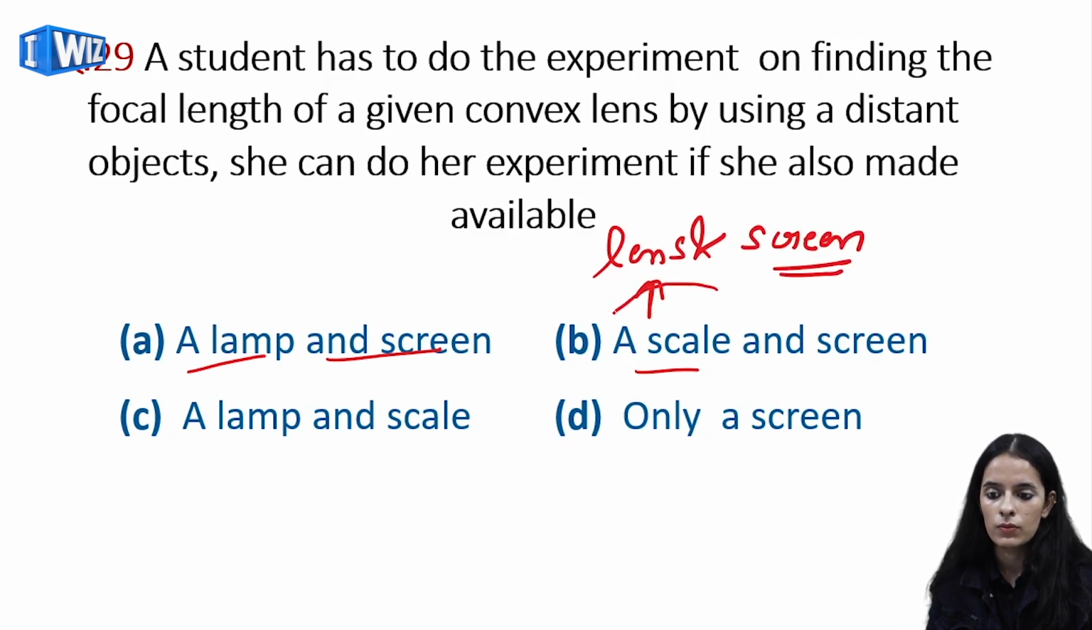So according to it, a screen is always required. I told you, we don't only need a screen, we also need an object from where light will pass. A lamp and scale: a lamp will be of no use. So the correct option will be a scale and a screen.